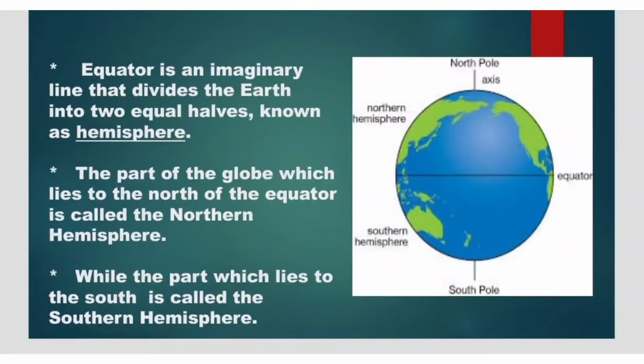Equator is an imaginary line that divides the Earth into two equal halves, known as hemispheres. The part of the globe which lies to the north of the equator is called the northern hemisphere, while the part which lies to the south is called the southern hemisphere.